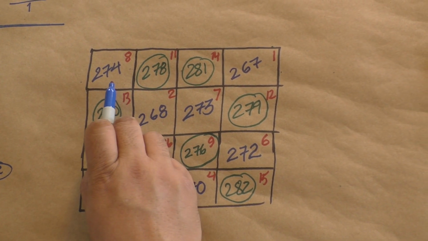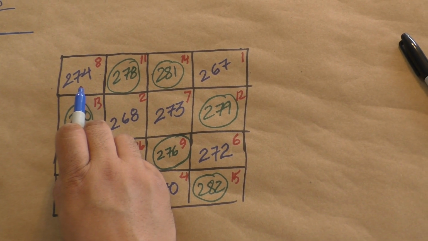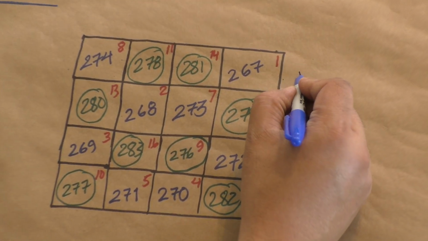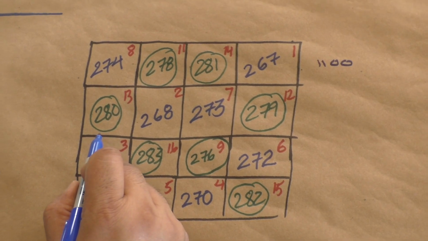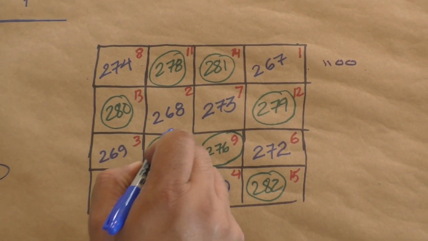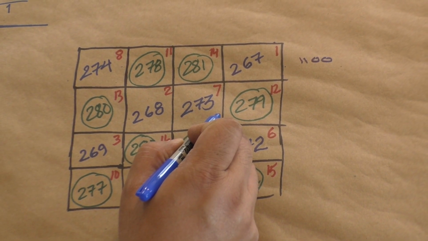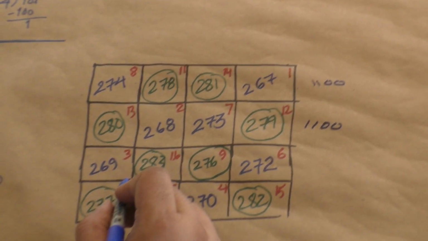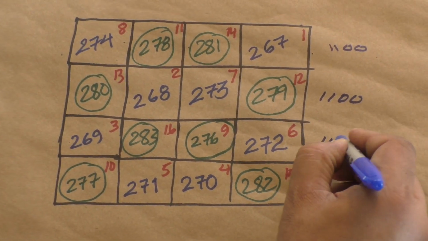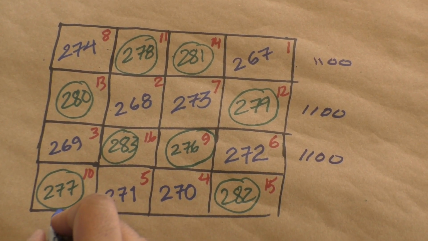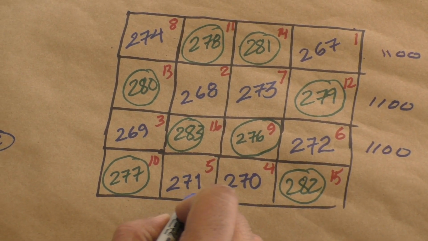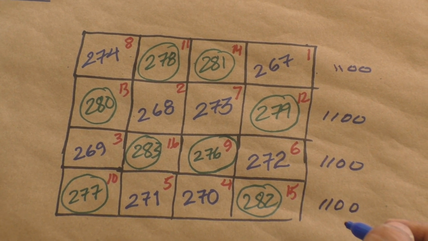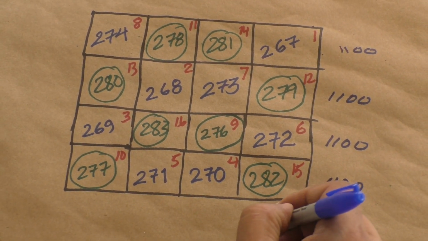If we go across, we'd have 274 plus 278 plus 281 plus 267, and that indeed will give you a sum of 1,100. Then if you've got 280, 268, 273, and 279, again you should get 1,100. Then 269 plus 283 plus 276 plus 272 will give you 1,100. And the last row, you've got 277 plus 271 plus 270 plus 282. Here too, you should easily get 1,100. Going vertically, you will also have 1,100.